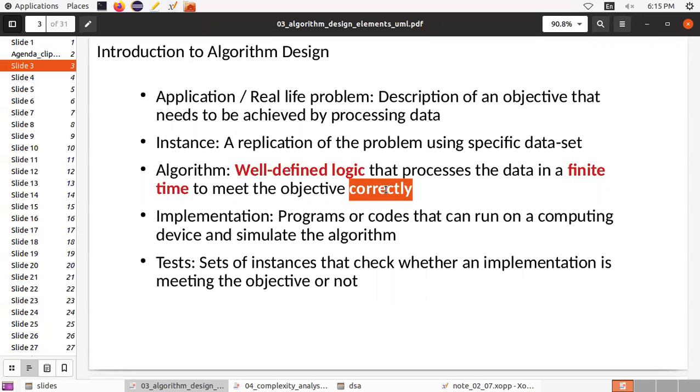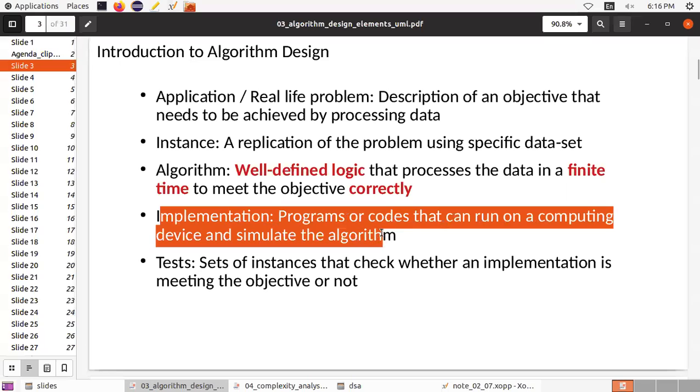Usually you should be able to say how much time it will take to run. There are cases where you might not be able to say that, and we will discuss that. Those will be called non-deterministic algorithms. There are algorithms where you cannot tell how much time this is going to take and when it will converge. And we'll come to that and discuss those. Okay. Implementation is a program or a code that can run on a computing device.